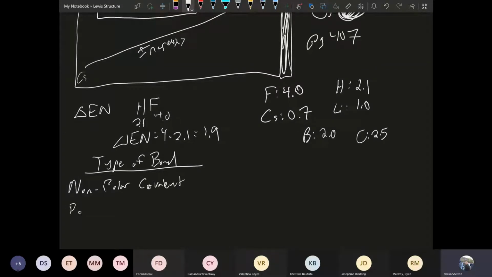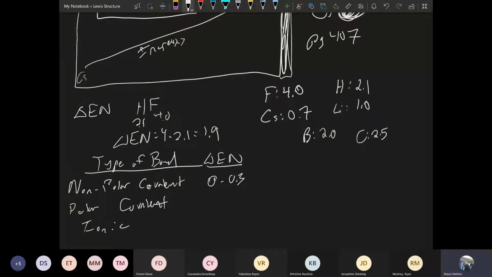There's polar covalent, and then there is the last one, which is ionic. Now, the change in electronegativity value range that these happen to be in is 0 to 0.3. Keep in mind that these are not fixed numbers. They really depend on the compound, but it gives you a general idea as to what they might be as far as the type of bond.